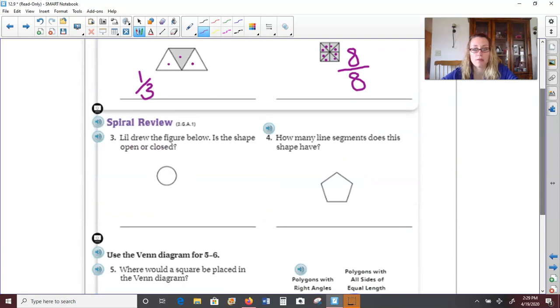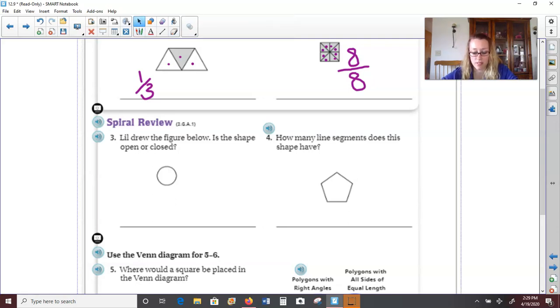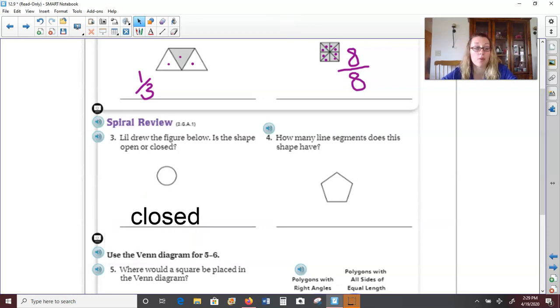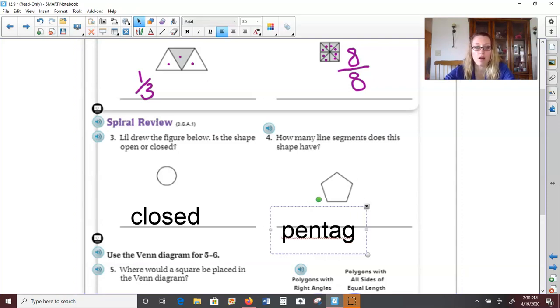All right, spiral review. Lil drew the figure below. Is the shape open or closed? Well, it looks to me like it is a closed shape, but remember, because it has curved paths, it would not be a polygon. We would call it a circle because it does have a name, but it would not be a polygon. How many line segments does this shape have? Line segments are the straight sides to the shape, and there are 5, and we call a 5-sided shape a pentagon.